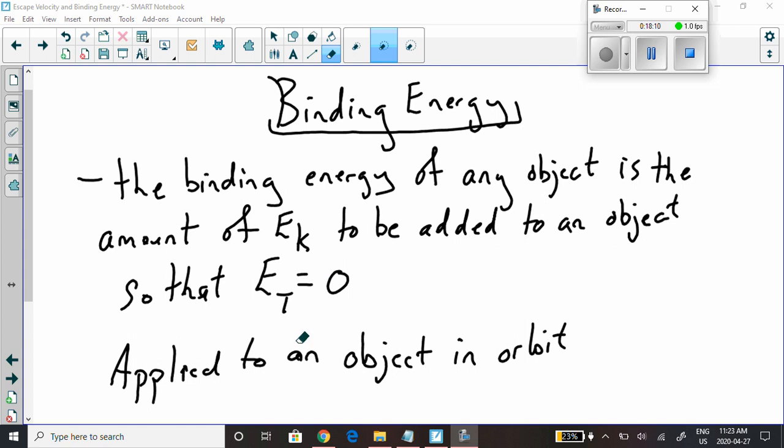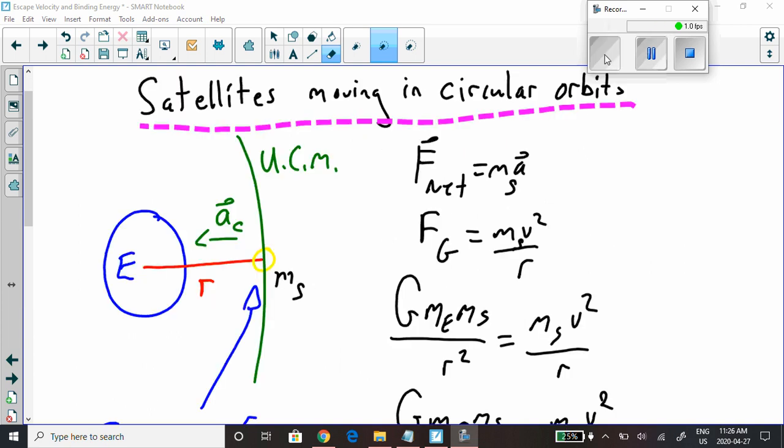So let's do an application of this. Let's say we've got an object that is in orbit. Once again, we'll use the Earth. Let's say you've got some satellite orbiting around the Earth, and we want to apply the whole idea of binding energy to it. Here's something that's kind of familiar to you. We're going to use the Earth as an example: satellites moving in a circular orbit. Let's say this is the Earth, and here's a satellite with a certain mass, m_s, the mass of the satellite, and it's undergoing uniform circular motion right there.